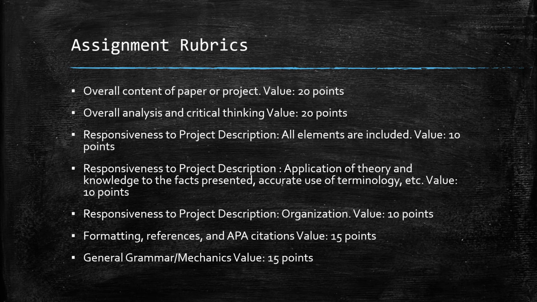In terms of the rubrics for the assignment, when I take a look at these submissions, I will make comments and I will also enter a specific point value in the rubrics. The rubrics include the overall content for the paper, your analysis or critical thinking, your responsiveness to the project description. In other words, did you include all of the required elements?